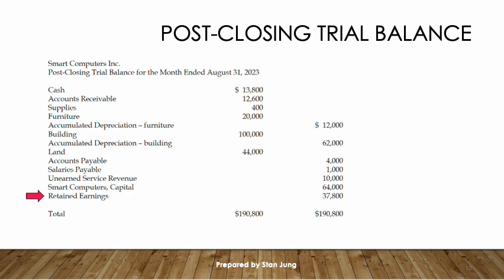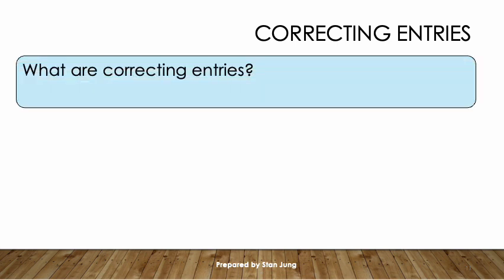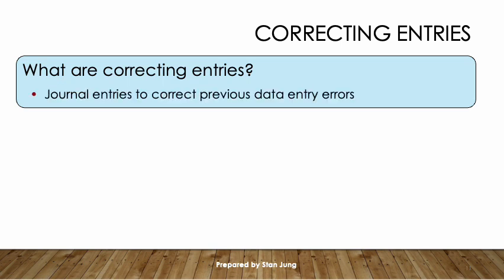Before we finish, though, I have one more topic I want to cover. Making correcting entries is not a formal part of the accounting cycle, but we all make mistakes. And so this section will look at how we can go about correcting our mistakes. So what are correcting entries? They're journal entries to correct a previous data entry error.